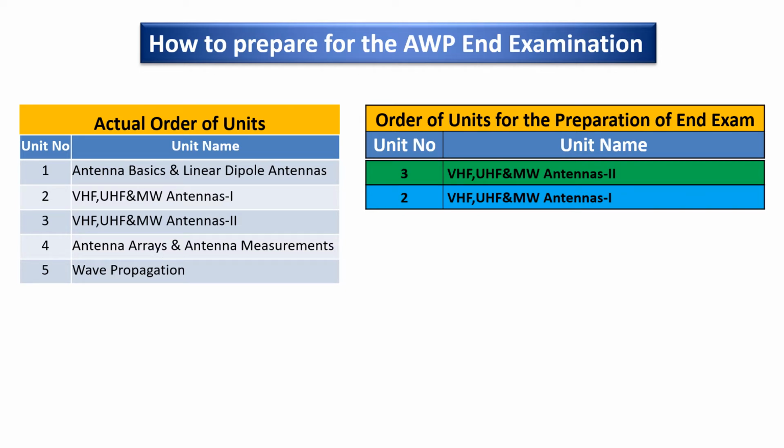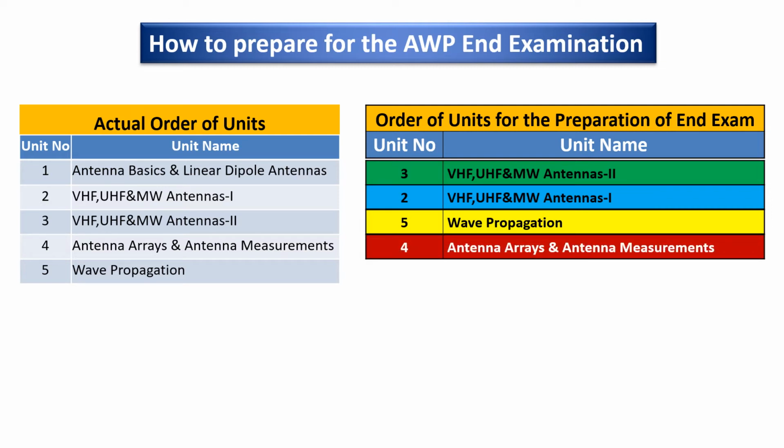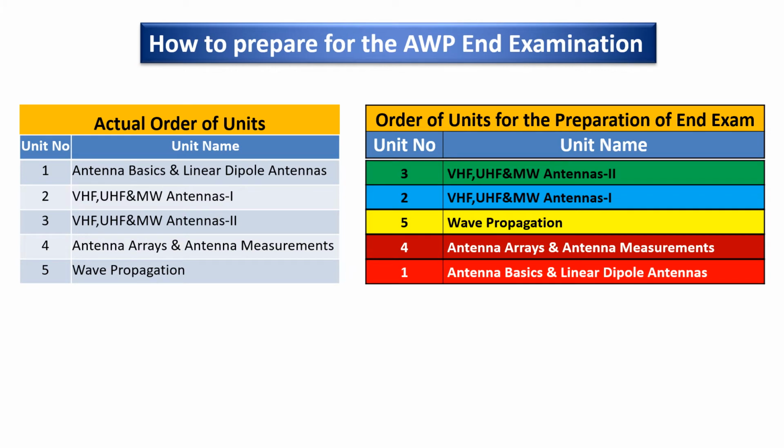Then after this, the next unit which has somewhat less content among the remaining 3 units is the fifth unit, wave propagation. And after this, of the remaining two, antenna basics and linear dipole antennas, and antenna arrays and antenna measurements, the one with less content is the fourth unit, antenna arrays and antenna measurements. And then the last preference, the remaining unit, is the first unit, antenna basics and linear dipole antennas.